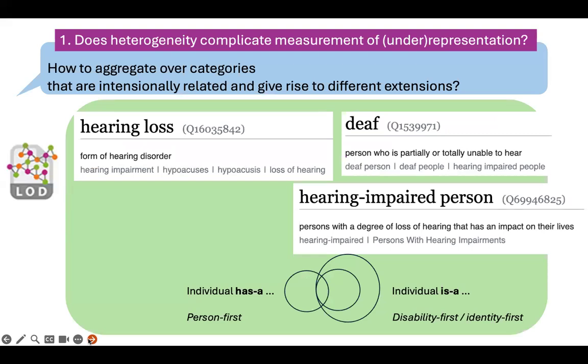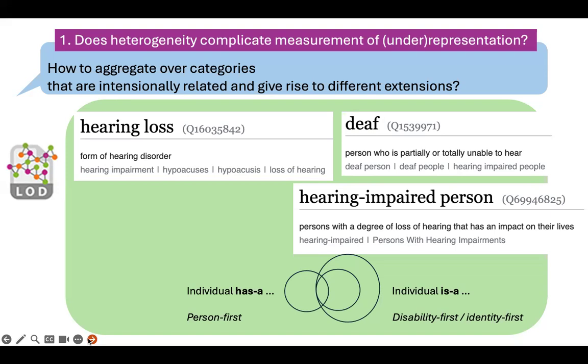So the first considers the heterogeneity that we find in many collaboratively edited knowledge bases. There are heterogeneous categories. They look intentionally related, but then they have different extensions, and it's not clear how to aggregate over them in order to count. For example, there is the category hearing loss in Wikidata. An individual has a hearing loss or hearing impairment. This is known as person first language, and it's considered very respectful because it puts the person first. But there are also other categories, such as deaf or deaf person, a subclass of hearing impaired person, where the individual is an instance of this category. And it's not clear how this relates and should be aggregated with the hearing loss.